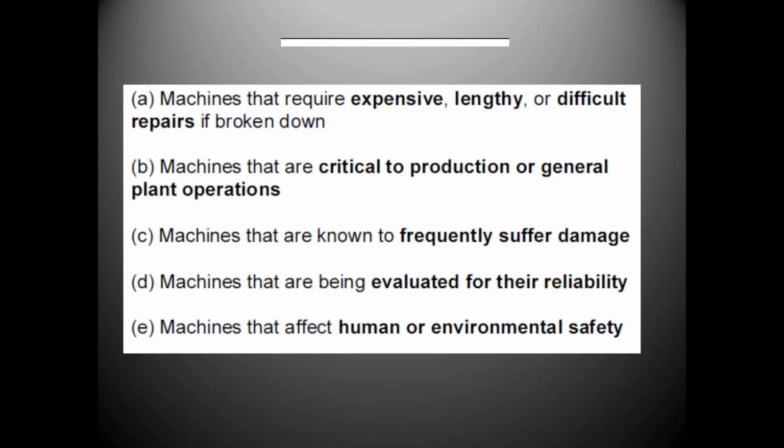So what kinds of things will we use vibration analysis on? What about machines that require expensive, lengthy, or difficult repairs if they break down? We definitely want to have that equipment vibrated correctly or at a low balance rate. Machines that are critical to production or general plant operations. Machines that are known to frequently suffer damage. Machines that are being evaluated for reliability. Machines that affect human or environmental safety.